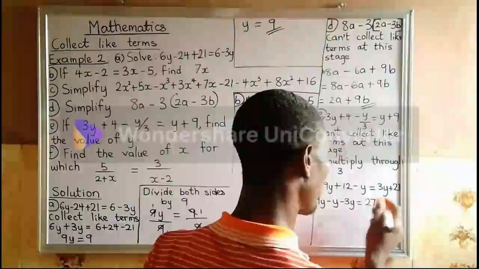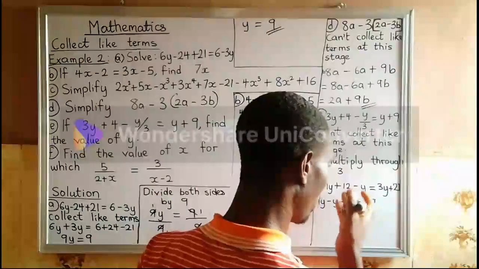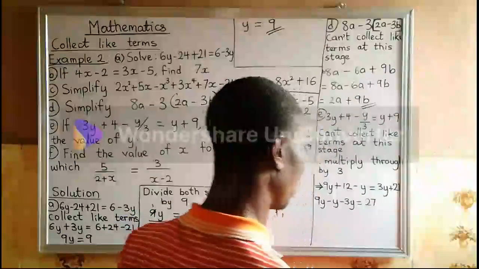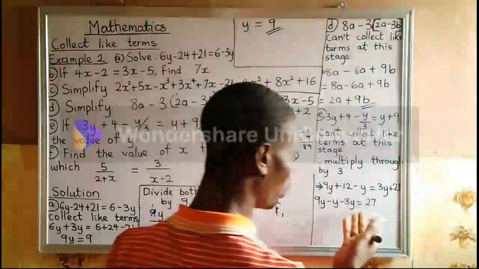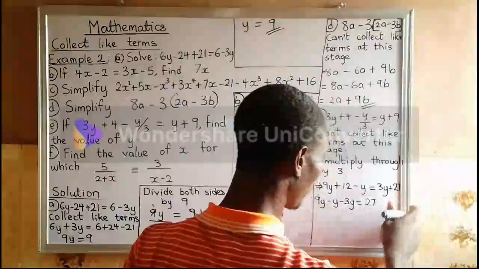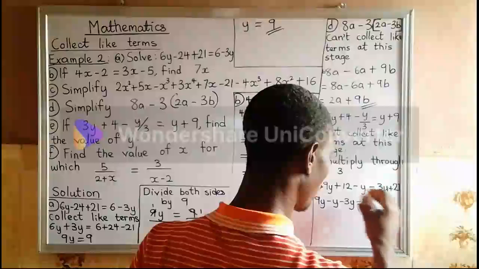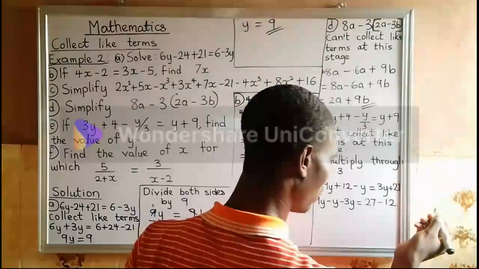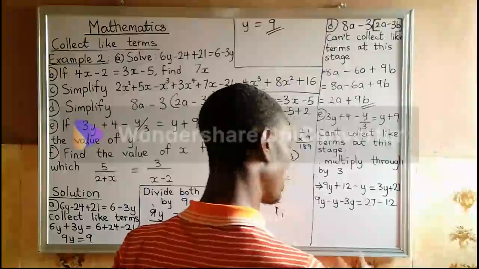So 27, is there any other term that looks like it, another term other than the one that has y? So that's plus 12. This one is going to the other side, so it's moving to the other side, so it's become minus 12. Any other terms? No. So that's that about that.